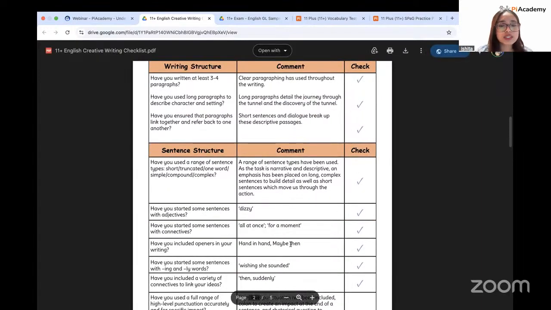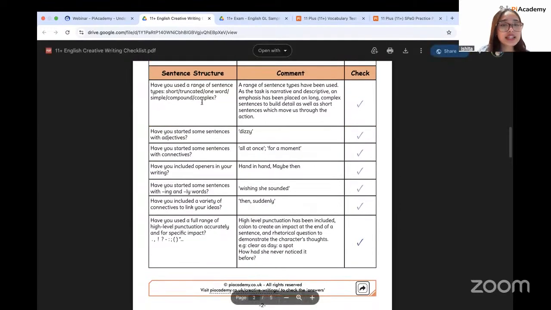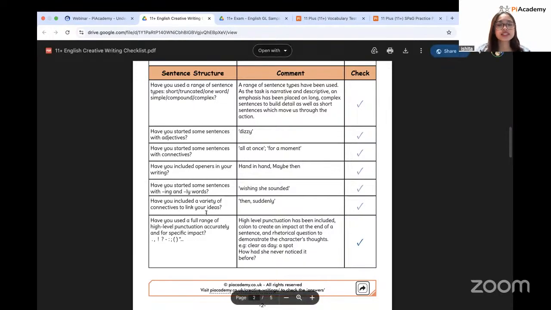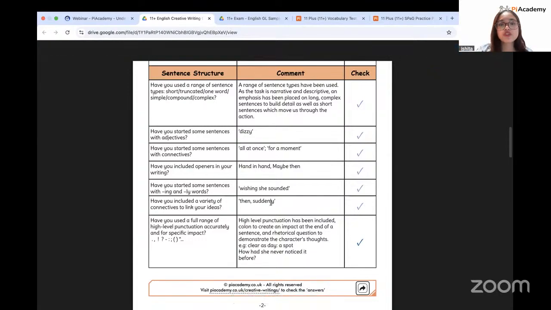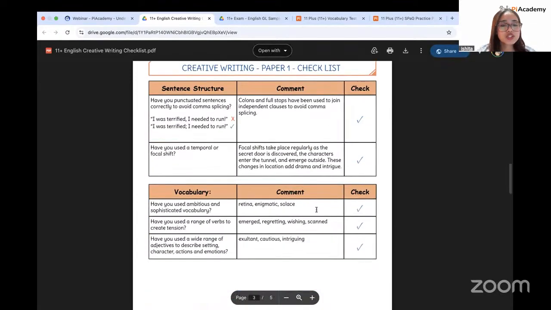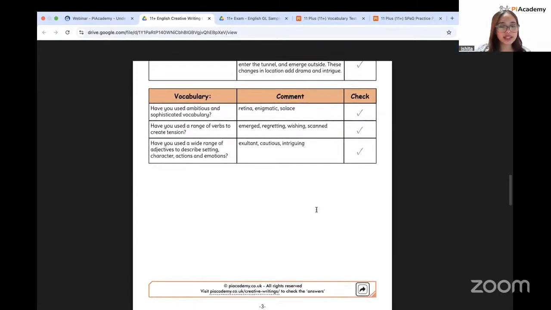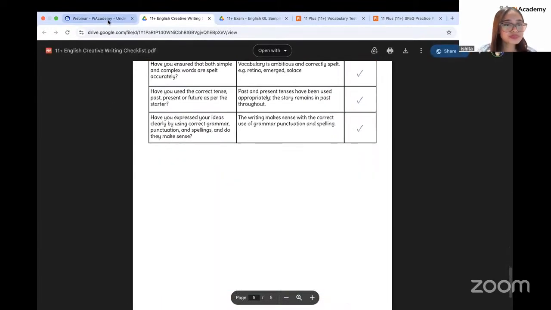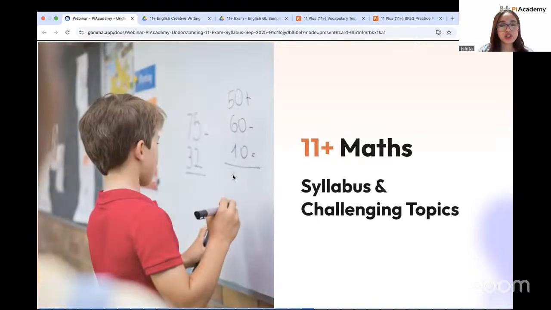We've also included some comments. We've also covered sentence structure. So have you started some sentences with connectives? Have you included openers in your writing? Have you started some sentences with ing and ly words? So these are all the key criteria that examiners are looking for. We've also added a comment section where you can mark if your child has done this or not. And again, there's a little checkbox. So this is a really holistic checklist that will really help you mark your own child's work as well. So definitely have a look at that.